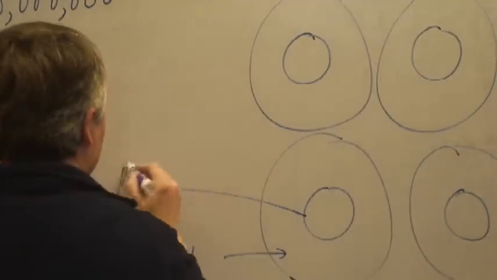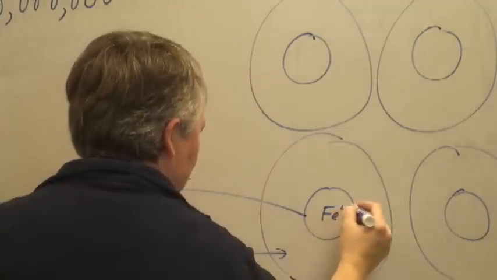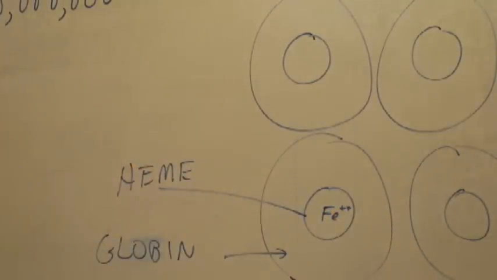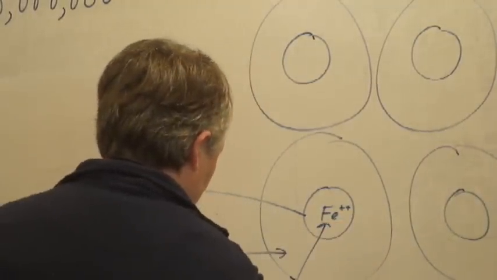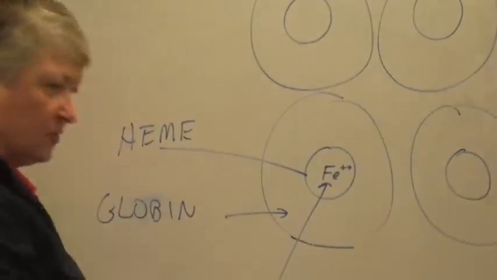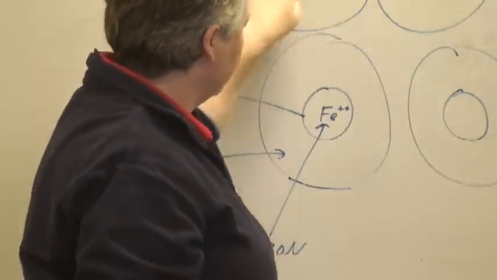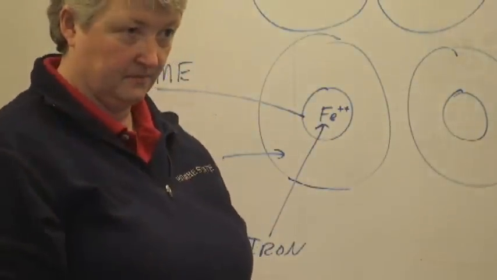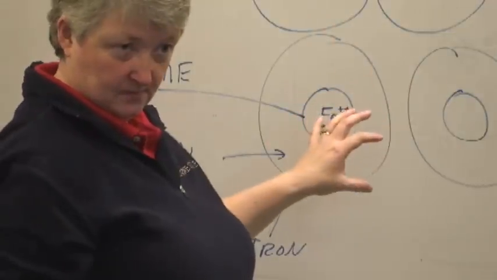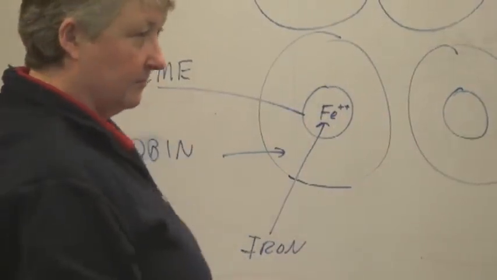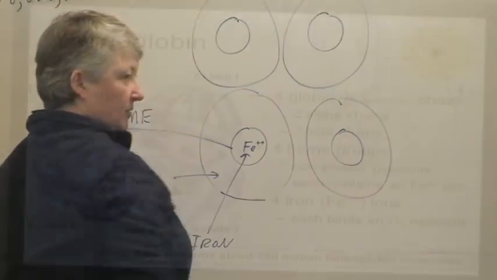That's the heme. It's called a heme ring. And inside the heme ring is an iron ion. So to make hemoglobin, you've got to have 4 globins, 4 hemes, and 4 iron atoms, or ions. It's called a tetramer protein because there are 4 parts. So the whole thing is a molecule of hemoglobin.